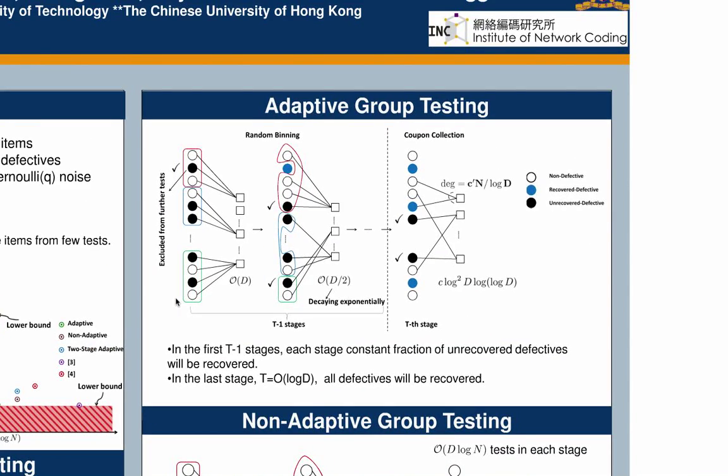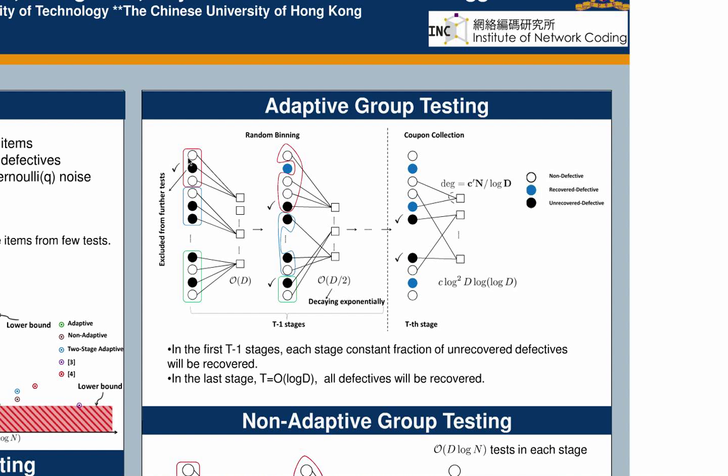All right. So now let's look at the three different algorithms, and let's see how we are going to use these two tools. So the first algorithm is the adaptive group testing algorithm. Here, what we do is we divide the testing into many stages. Specifically, we look at order log t stages. So in the first t-1 stages, we just partition the set of n items such that in each stage we recover a constant fraction of unrecovered defectives.